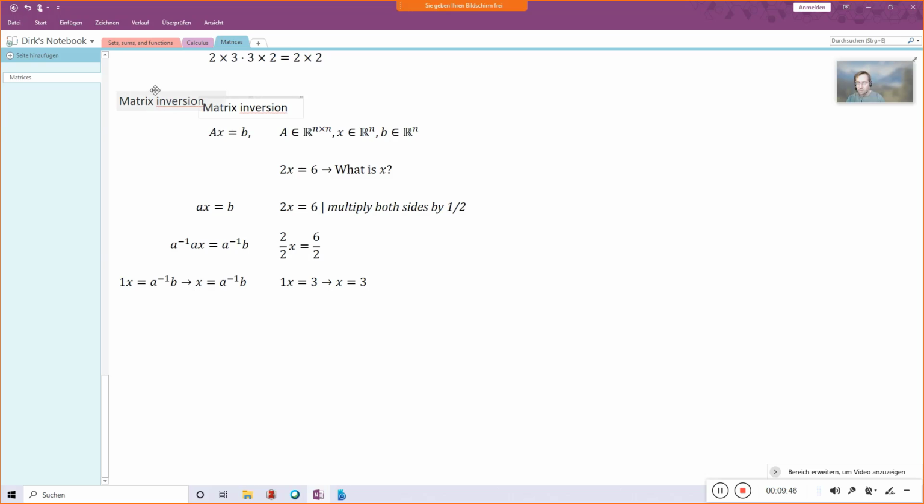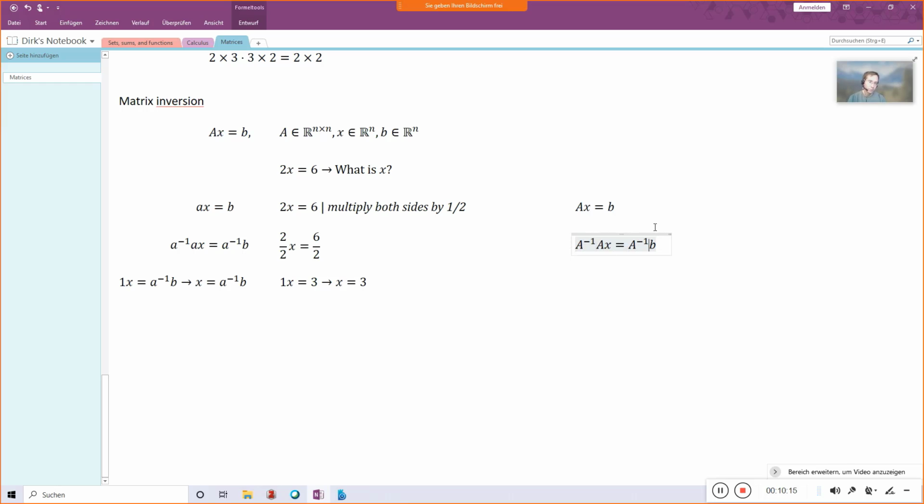Now with matrices we can basically follow exactly the same logic. Starting from such a statement, we can multiply both sides by what is known as the multiplicative inverse of a matrix, which we denote by A to the power of -1.